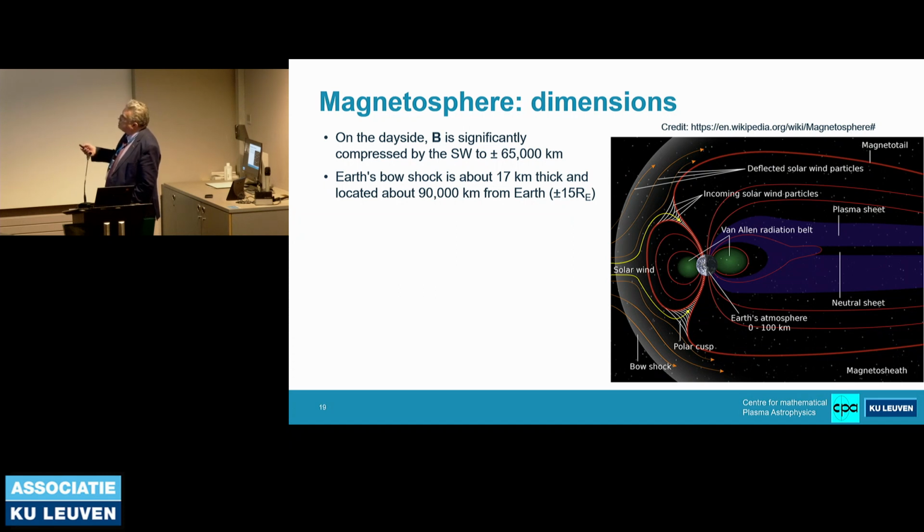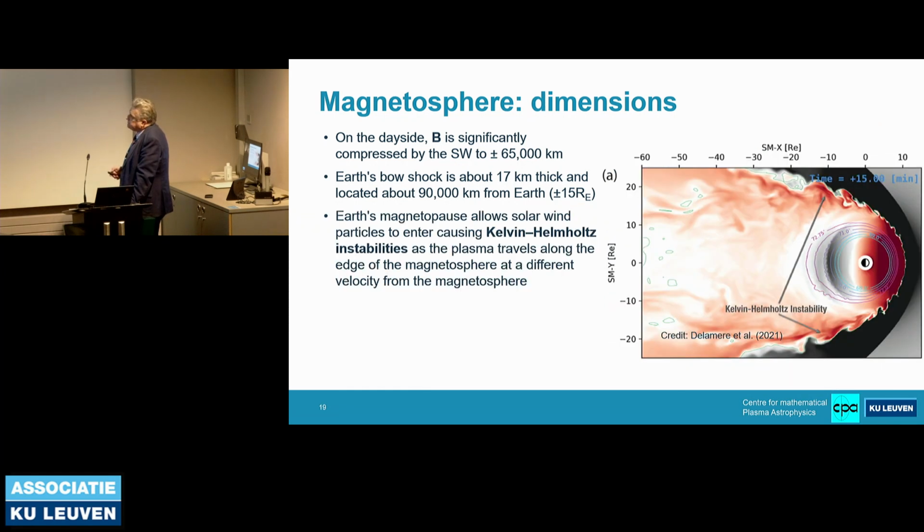Now, I promised to mention something about the dimensions of the magnetosphere, and I'm going to use this illustration to do so. At the day side, the magnetic field is considerably compressed by the solar wind, and this size is here about 65,000 kilometers. And the bow shock here is about 17 kilometers thick on average, and it is located about 90,000 kilometers away from the Earth, so like 15 Earth radii, of course.